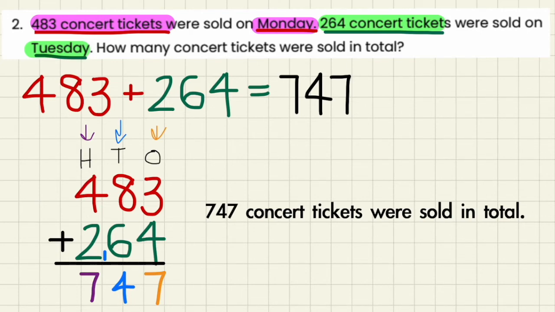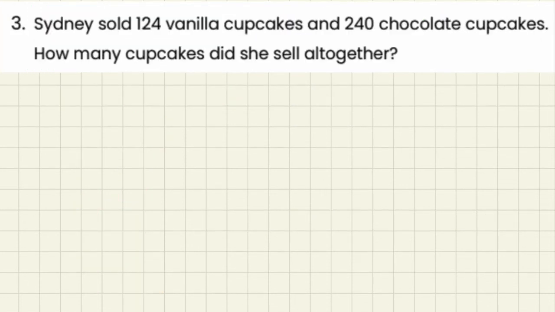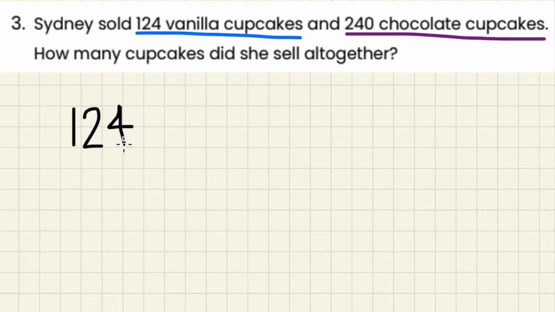And to answer this question, how many concert tickets were sold in total, we have to say 747 concert tickets were sold in total. Here's our final word problem. Sydney sold 124 vanilla cupcakes and 240 chocolate cupcakes. How many cupcakes did she sell altogether? We have to add the number of vanilla cupcakes that were sold and the number of chocolate cupcakes that were sold. So our number form would be 124 plus 240.